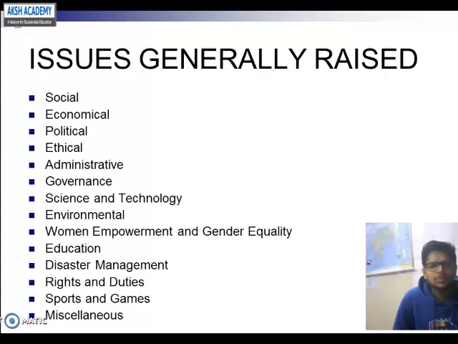Now, the issues which are generally raised by the UPSC in the essay paper are social, economical, political, ethical, administrative, governance, science and technology, environmental, women empowerment and gender equality, education, disaster management, rights and duties, sports and games, and miscellaneous. Under miscellaneous, you can expect anything.